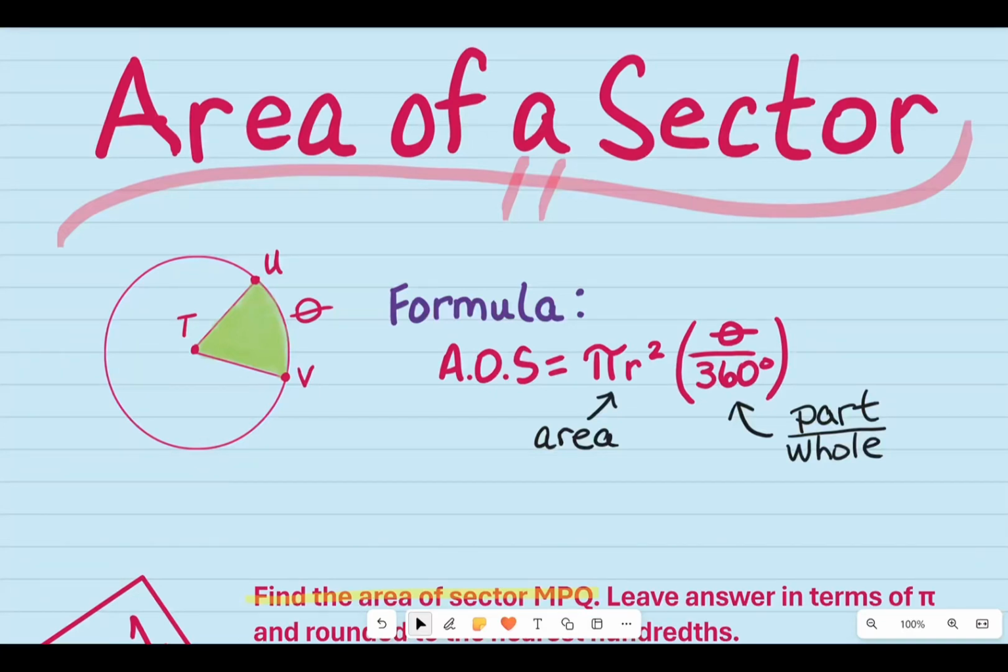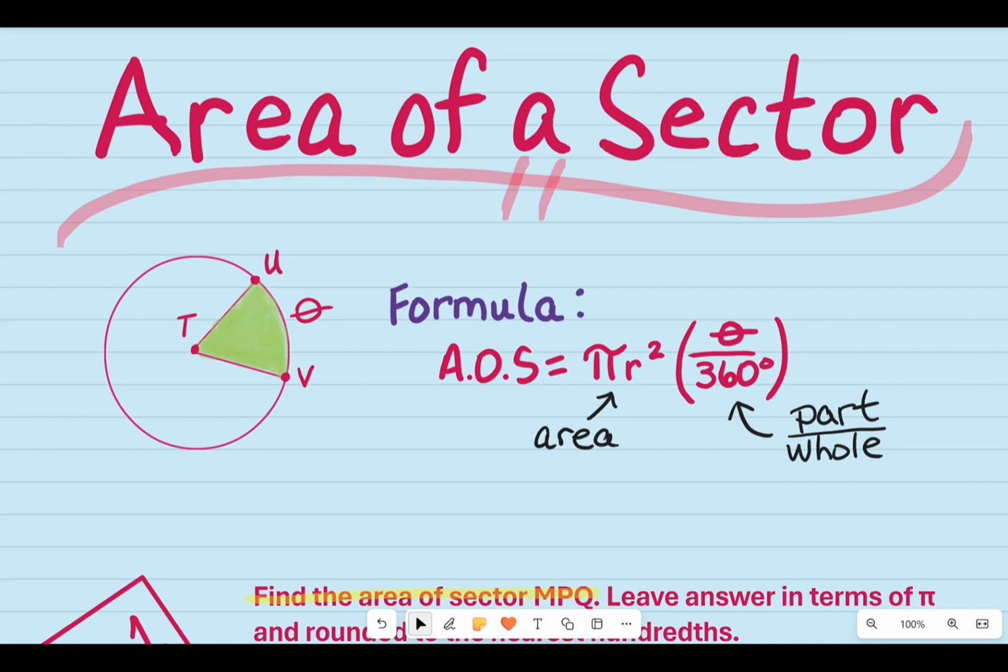Today I'm going to demonstrate how to find the area of a sector. The first thing you need to know is what the area of a sector is. It's the actual portion that is bounded by two radii of a circle and their intercepted arc. So it looks like a slice of pizza. It's the part that's shaded in green here.